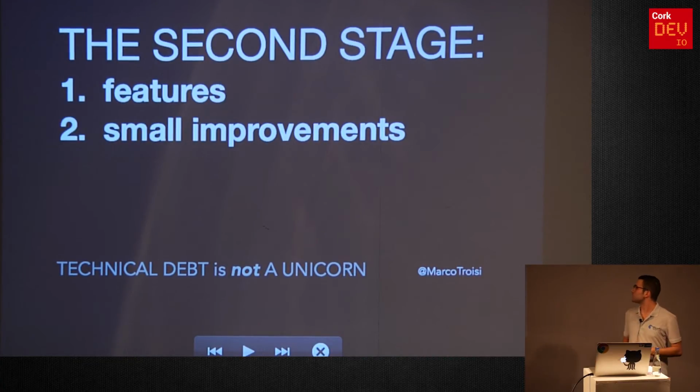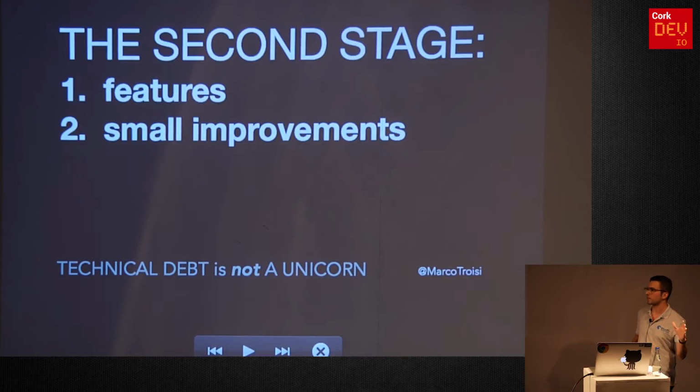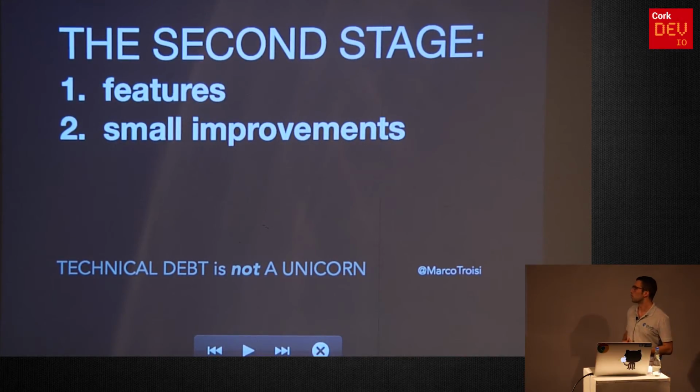So, second stage, quickly summarizing: focus on features, make just very small improvements as far as the architecture is concerned, but don't waste too much time on that. If you did things well at the first stage, your platform is going to work, is reliable enough, and has enough test coverage for you to keep moving forward and focusing on features.